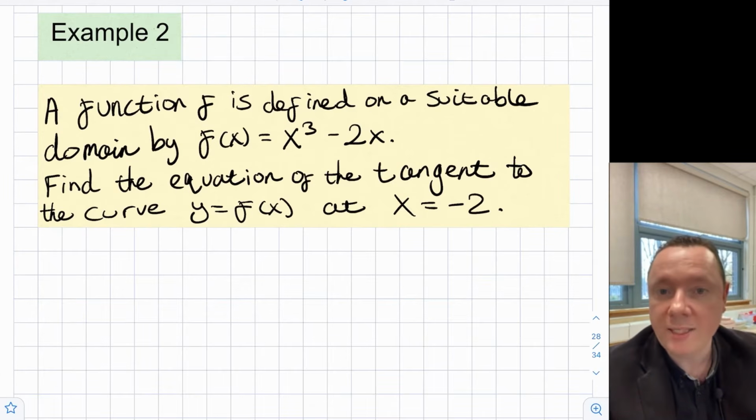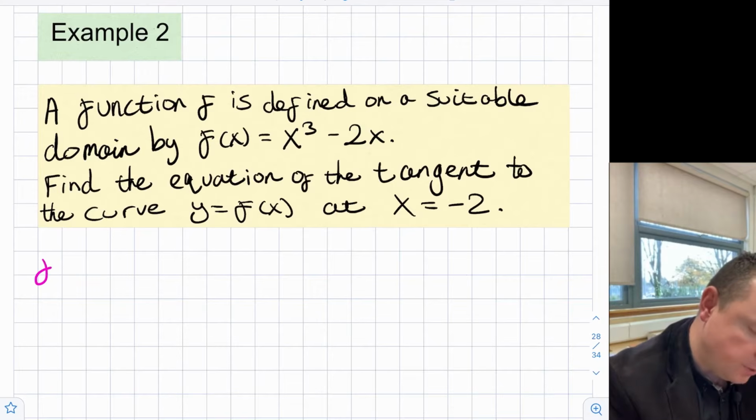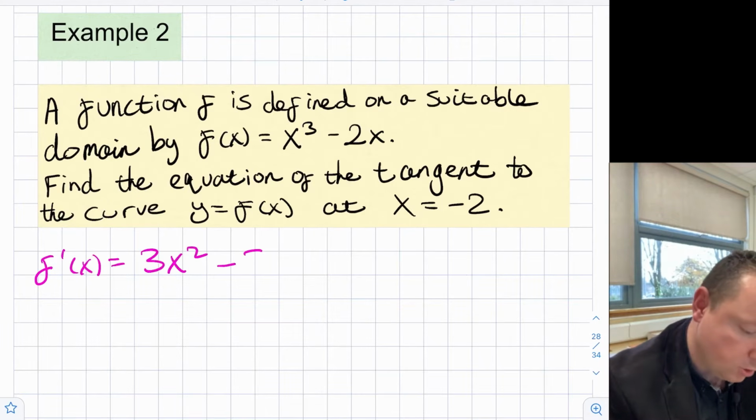Notice we're only given the x part, so we're going to have to find the y part of the coordinate at some point as well. So let's start off by finding our gradient. Same steps: f dash x is equal to 3x squared minus 2. At x equal to minus 2, we can substitute that in.